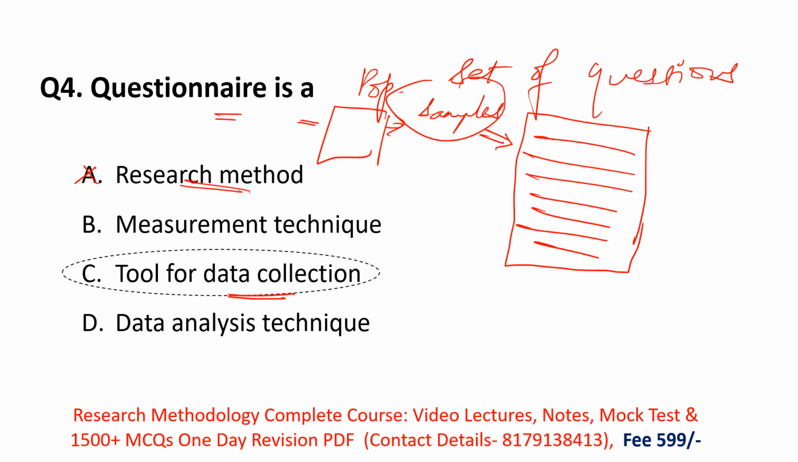Then option B is measurement technique. No, a questionnaire is not a measurement technique. Measurement means you are measuring something, you are doing calculation and all. So here option B is also incorrect.